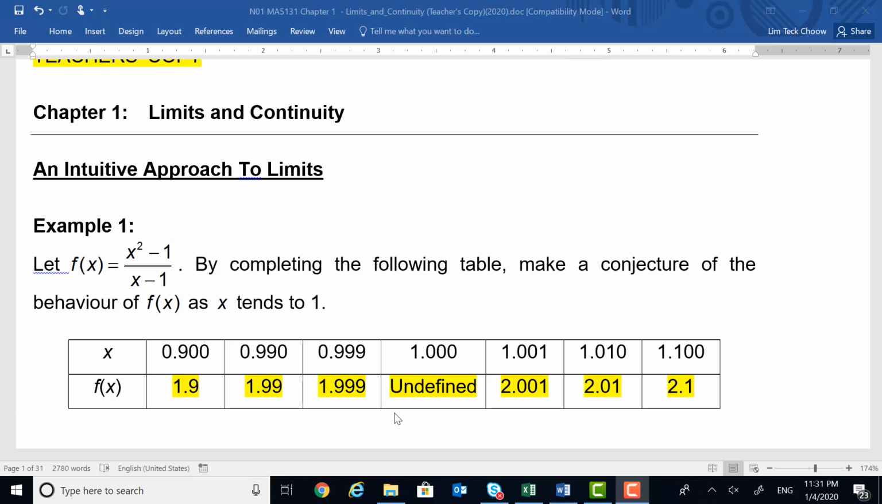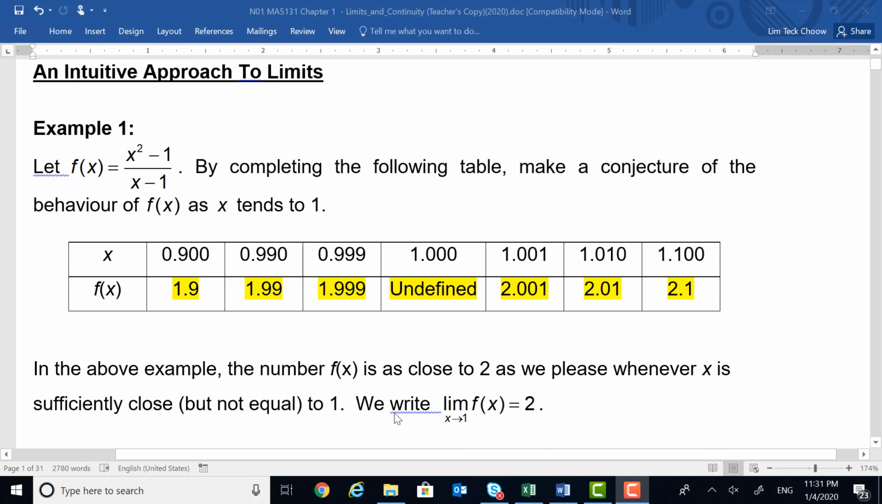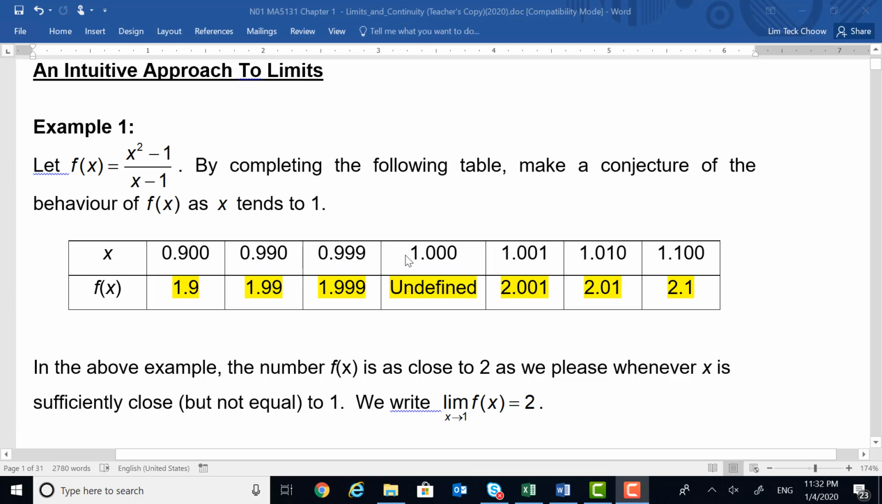So judging from the values you have obtained from this table, you will realize that when x approaches 1, whether from the left or from the right, the function value goes very close to 2. Can you see? 1.9, 1.99, 1.999. Likewise, 2.1, 2.01, and 2.001. So these values go very, very close to 2 as x goes very close to the value of 1. And we write: limit as x approaches 1 of f(x) equals 2.